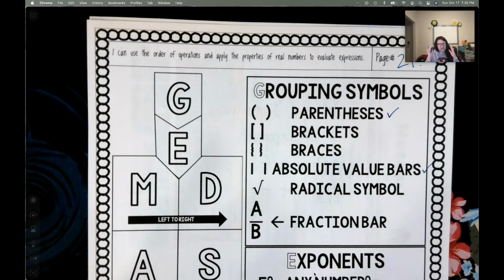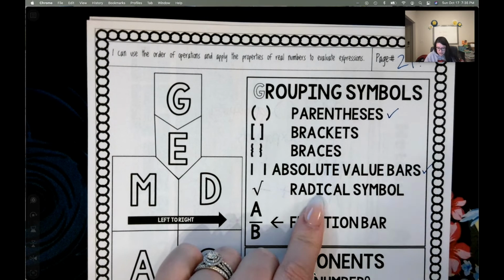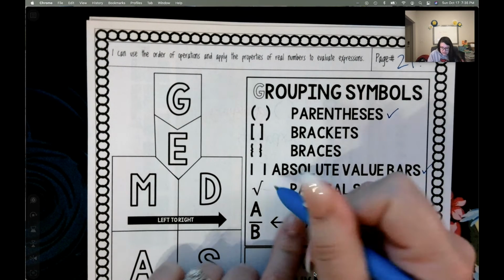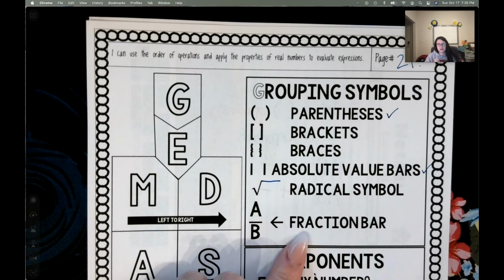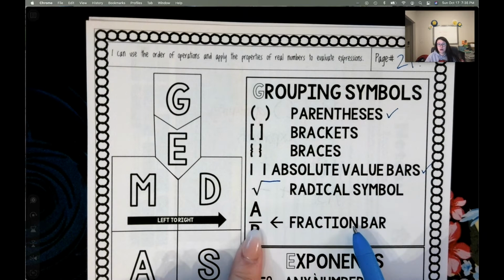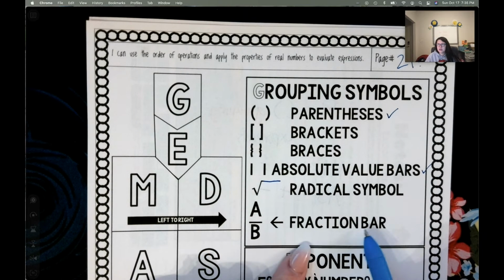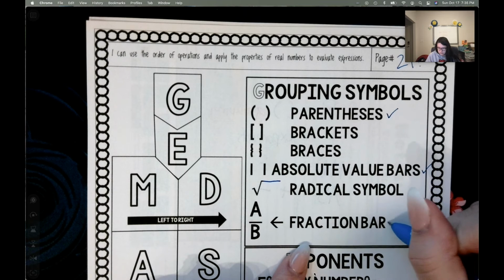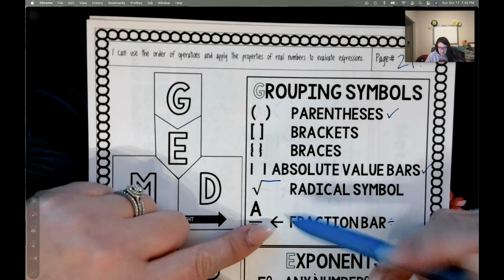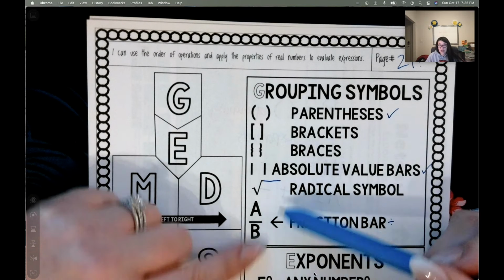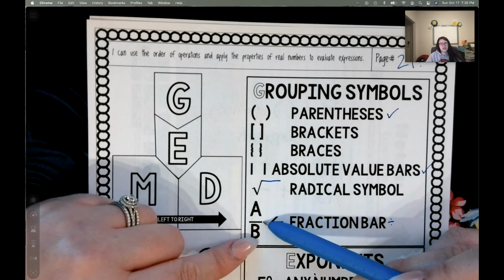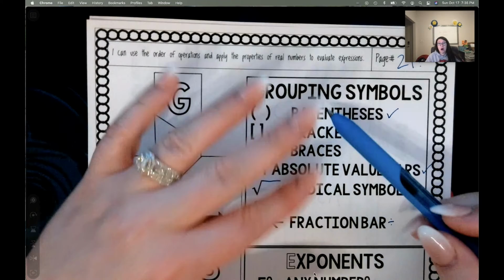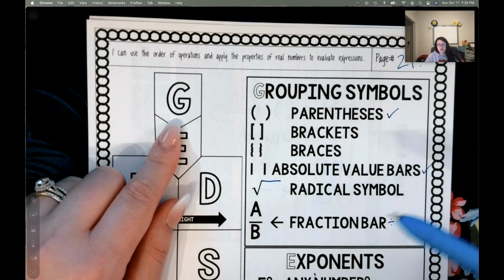I have to do the math inside my absolute value bars before I find that absolute value, what that number is. A radical symbol or a square root symbol. Again, you'll see that next year as 7th graders. And then a fraction bar. We've also said that the fraction bar is also what operation? A division. But sometimes you're going to have math on the top of the fraction bar and math on the bottom of the fraction bar that you'll have to do before you can do that division in the middle. So all these different things are different kinds of grouping.